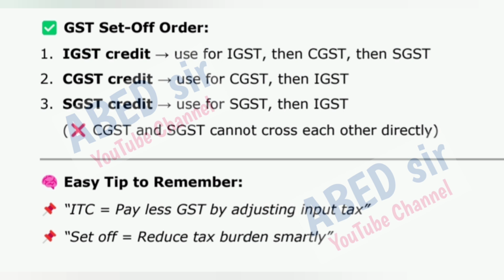GST set-off order. 1. IGST credit is used for IGST, then CGST, then SGST. 2. CGST credit is used for CGST, then IGST. 3. SGST credit is used for SGST, then IGST. CGST and SGST cannot cross each other directly. Easy tip to remember: ITC is equal to pay less GST by adjusting input tax. Set off is equal to reduce tax burden smartly.